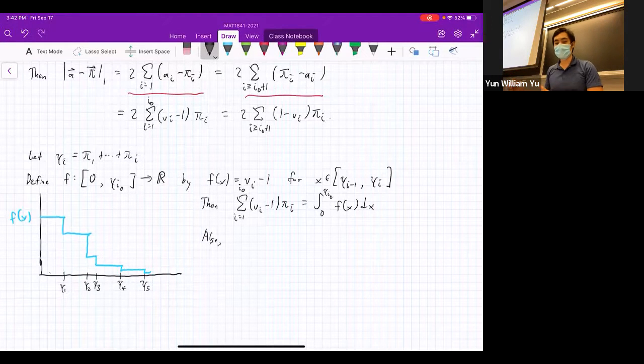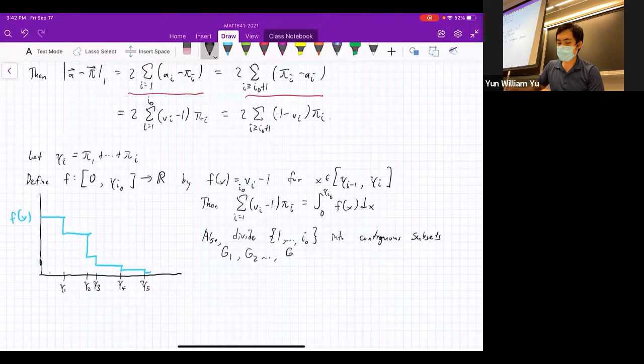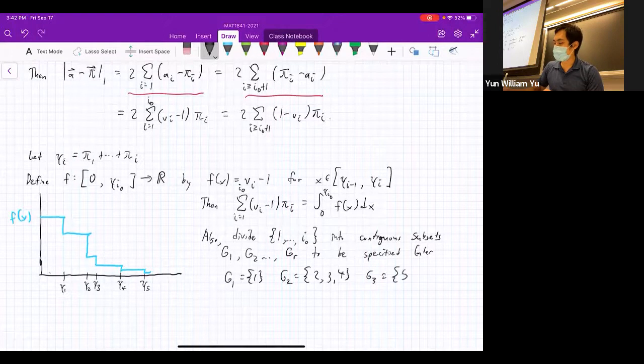The next thing we're going to do is a sort of weird step. We're going to divide up the set 1 to I naught, so all of our states, into contiguous subsets G1, G2 through GR, to be specified later. So what are these sets? You might have G1 equal to 1, G2 equal to 2, 3, 4, G3 equal to 5, 6, etc., all the way. We're going to specify how we divide them later, but for now, let's just assume we've divided them in this way.